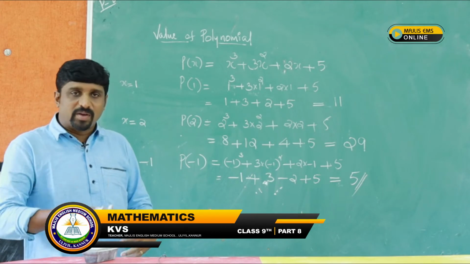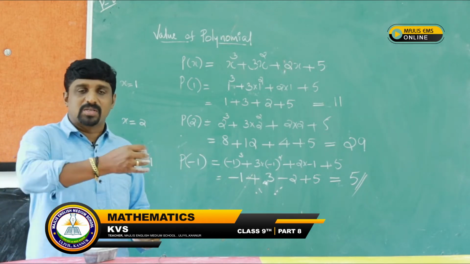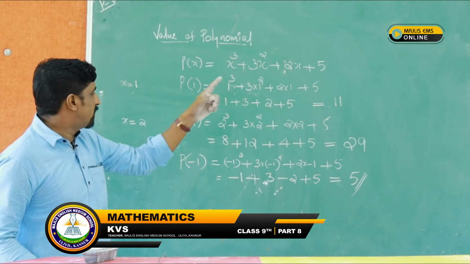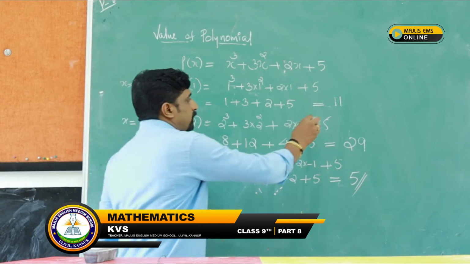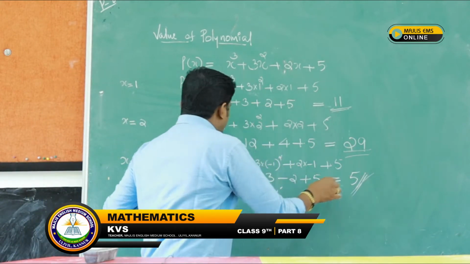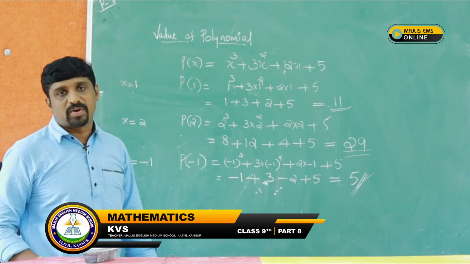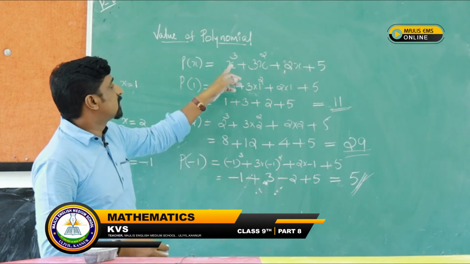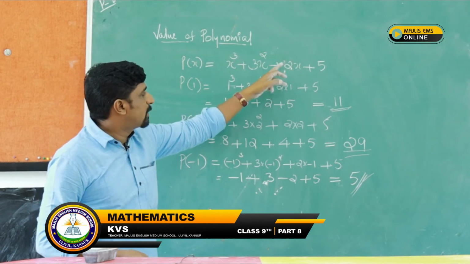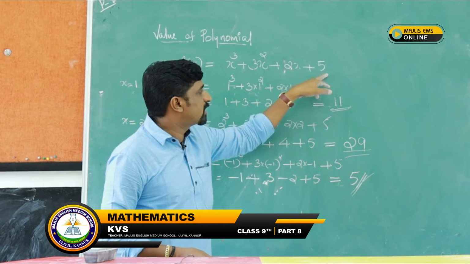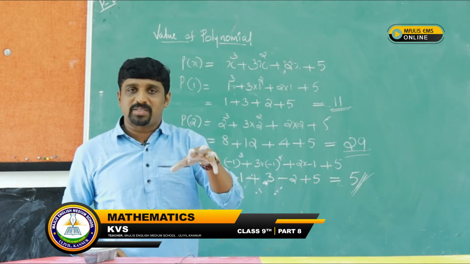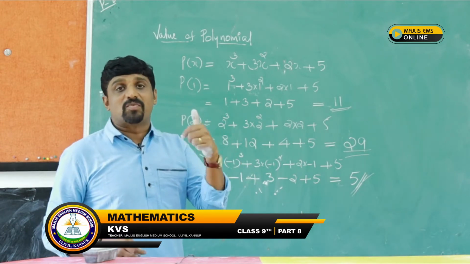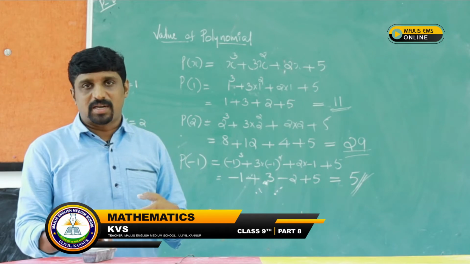The value changes when we substitute different values. Therefore, x equal to 1 gives value 11, x equal to 2 gives value 29, and x equal to minus 1 gives value 5. What about when x is equal to 0? X equal to 0 means 0 cube plus 3 into 0 square plus 2 into 0 plus 5. Only the constant term remains, so the answer is directly 5. This is known as the value of a polynomial. Is it clear? Okay.